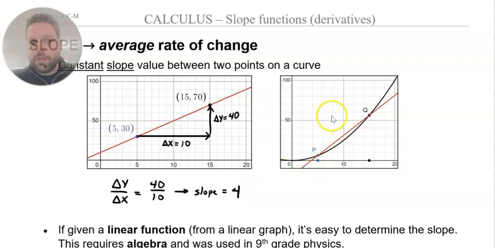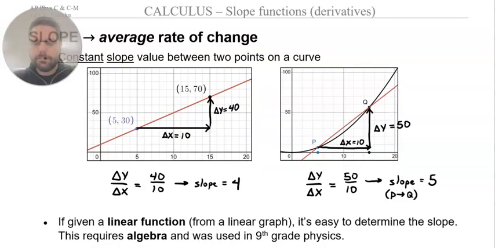If we have curving graphs, then we can do the average rate of change. Even though it's not a constant slope, we can pick what the steepness would be on average between 2 points like P and Q here. And when we do the rise over run, the rise from point P to Q is 50, the run is 10, and we can get the average slope between points P and Q to be 5.